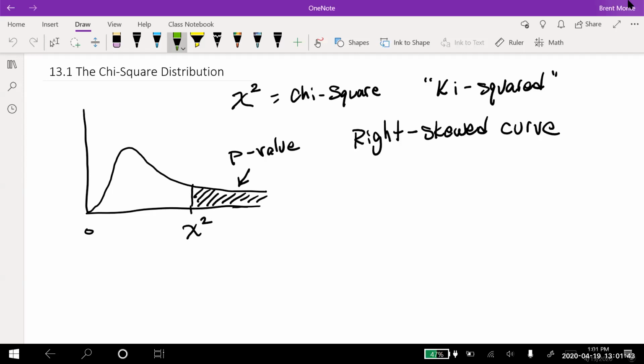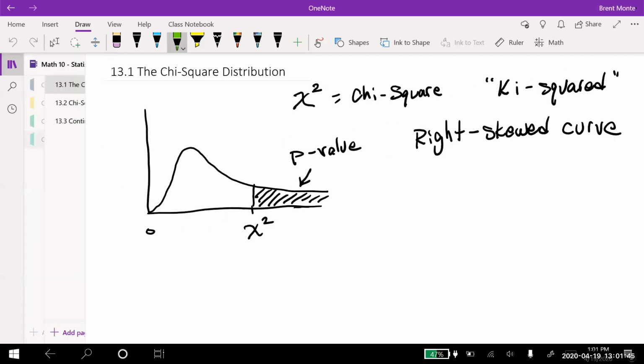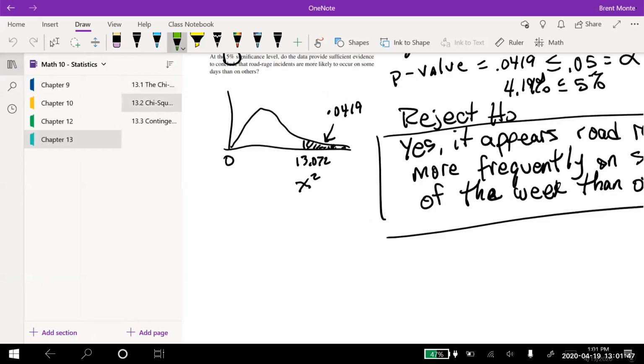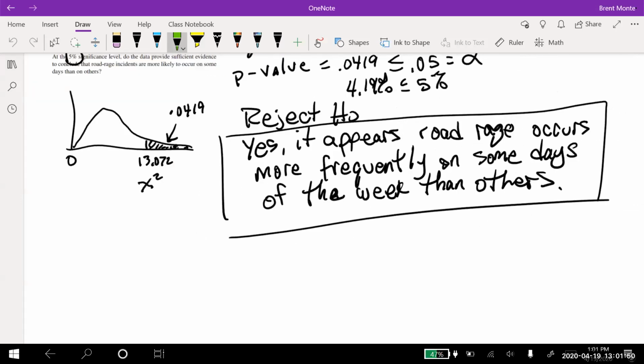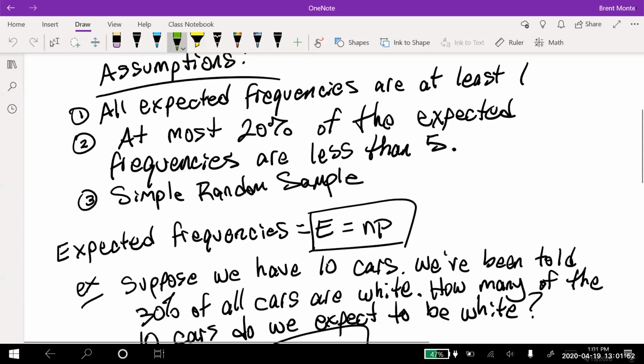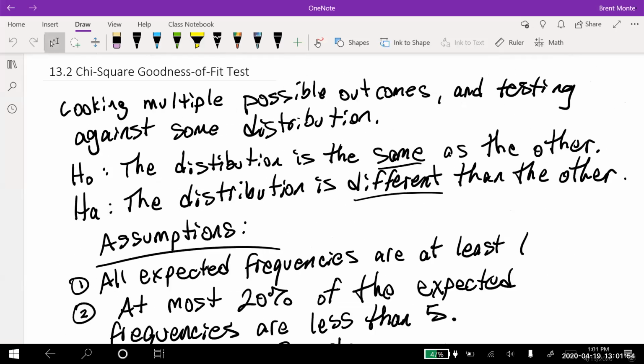So we're going to jump right ahead to 13.2. And 13.2 is called the chi-squared goodness of fit test. So what we're doing here is hypothesis testing, and the test is called the chi-squared goodness of fit test. Okay, so you can see what I wrote: looking at multiple possible outcomes and testing against some distribution that's given to us. Okay, so here's what's happening.